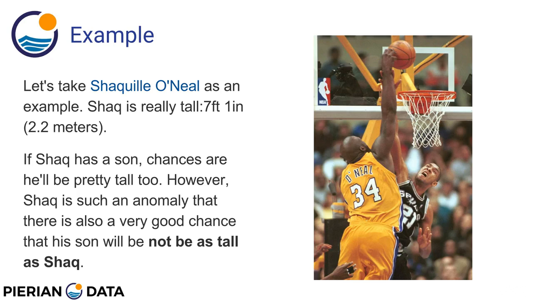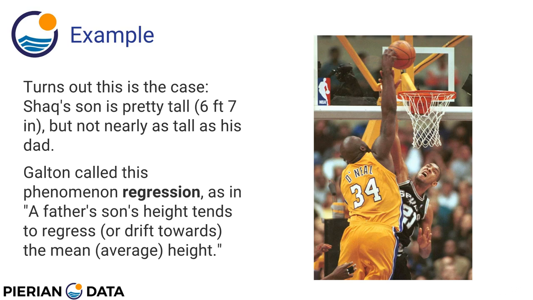Shaquille O'Neal is a basketball player, otherwise known as Shaq, and Shaq is really tall. He's 7 feet 1 inch, or 2.2 meters. If Shaquille O'Neal has a son, chances are that son's going to be pretty tall too. However, Shaq is such an anomaly in his height that there's also a very good chance that his son will not be as tall as Shaq. And it turns out this is the case. So Shaq does have a son, and the son is pretty tall, 6 feet 7 inches, but that's not nearly as tall as his dad at 7 foot 1. And Galton calls this sort of phenomenon regression, as in a father's son's height tends to regress or drift towards the mean or average height.